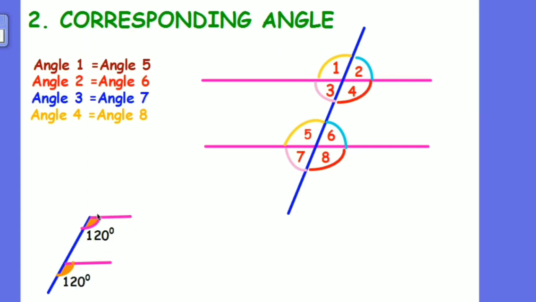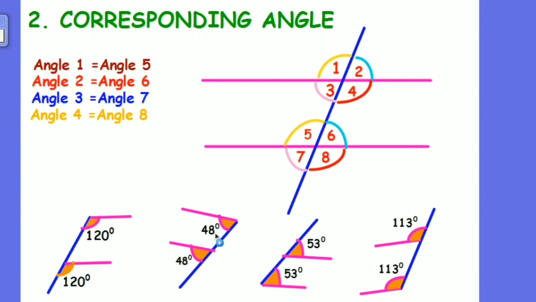Now, these corresponding angles you can find by the letter F. We can see there are so many other examples related to corresponding angles. Here the first angle is 48, then the second is also 48. Here 53, then this is also 53. Then you can see 113, then this is also 113 degrees. Corresponding angles are equal. This is the second property of parallel lines.